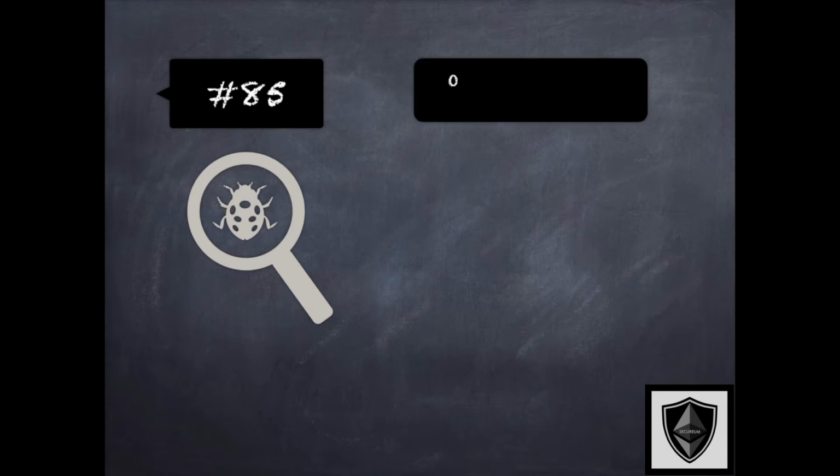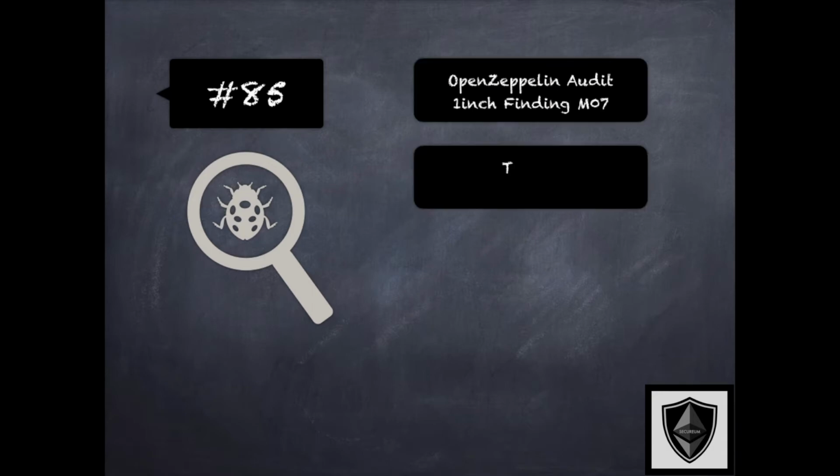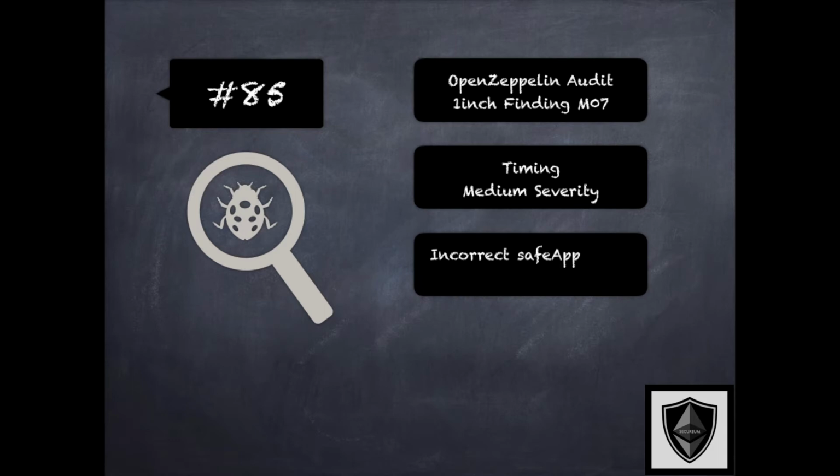85 is another finding from OpenZeppelin's audit of 1inch, where it was a medium severity finding related to timing, in which safe approve was used incorrectly. The safe approve function of OpenZeppelin's Safe ERC20 library prevents changing an allowance between non-zero values to mitigate a possible front-running attack. Instead, the safe increase allowance and safe decrease allowance functions should be used.